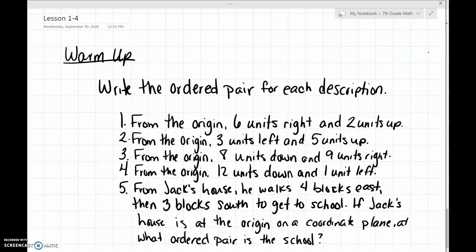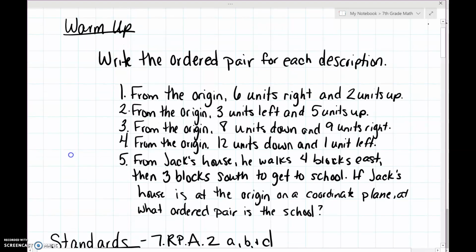All right, here's the beginning of lesson 1.4, which is identifying proportional relationships using graphs. That means that we are going to look at the coordinate plane. So here are your warm-up questions.